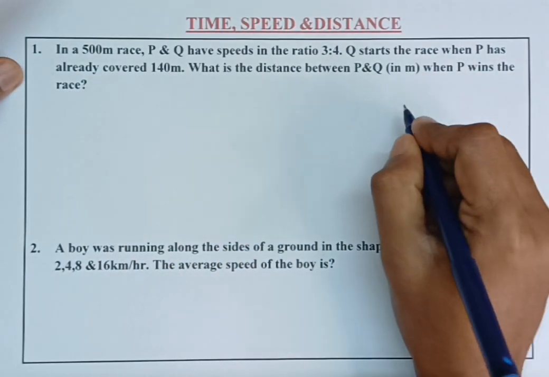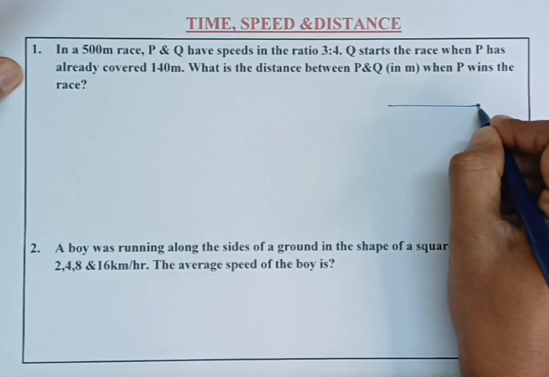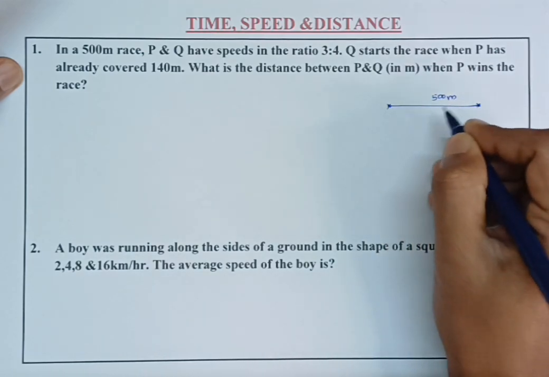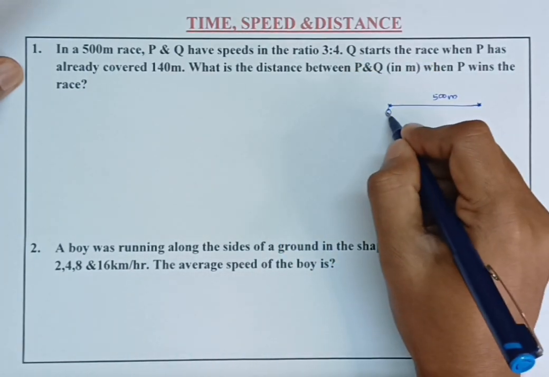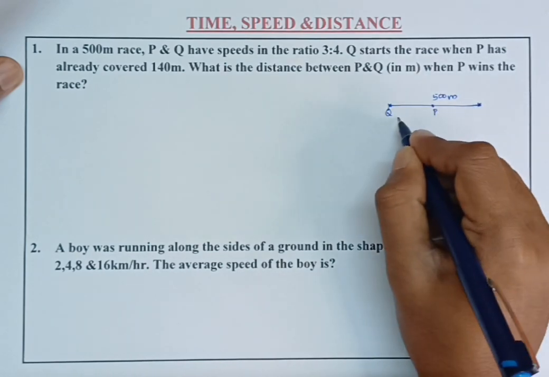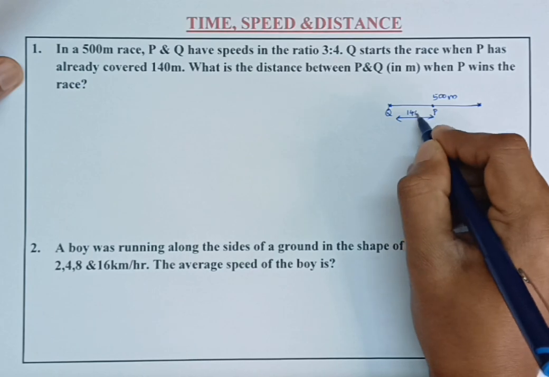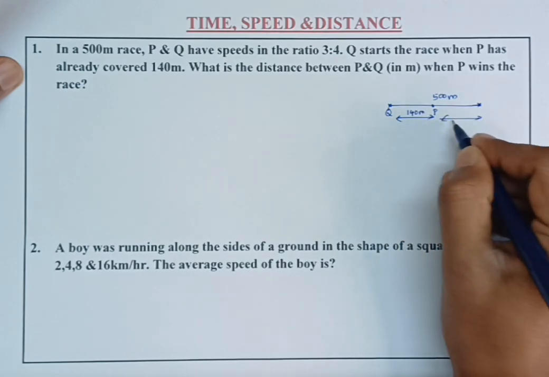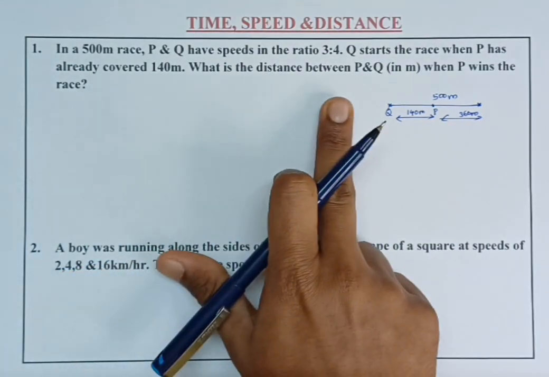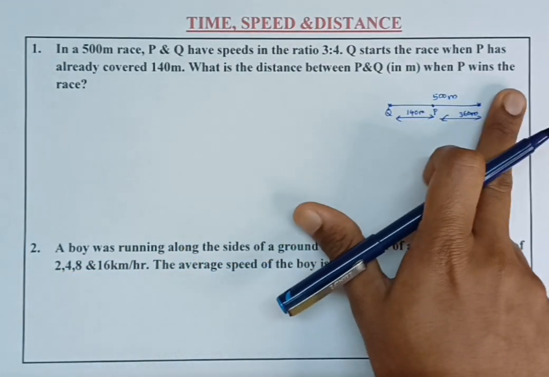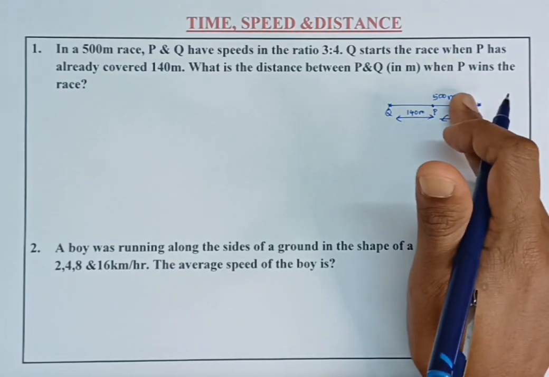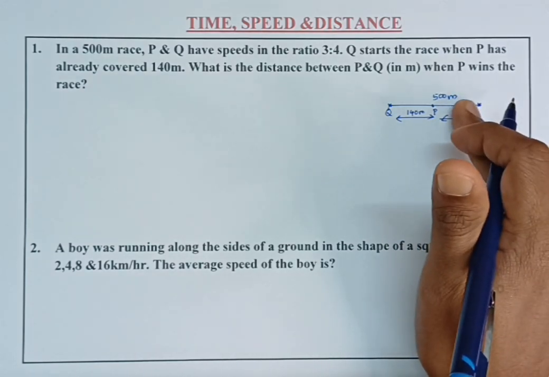In the first problem, the total distance for the race is 500 meter, and it was given that Q starts late, and when Q started, P has already covered 140 meter. So remaining distance for P will be 360 meter. This is the initial condition given. What is the distance between P and Q when P wins the race? P wins the race, then how much distance behind will be Q?